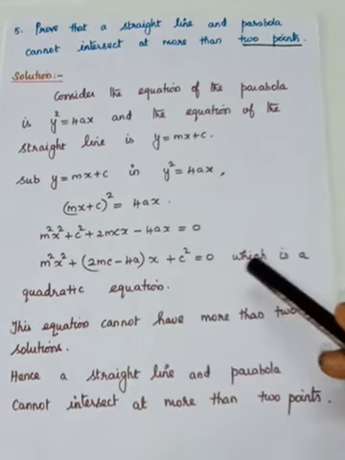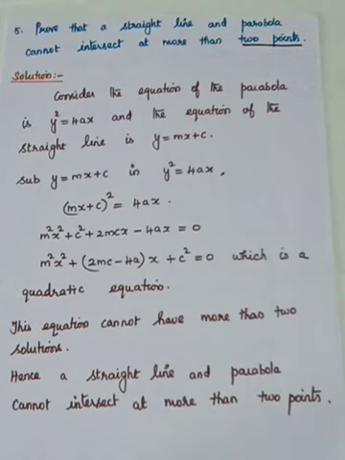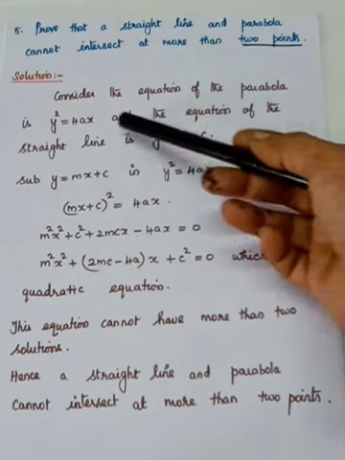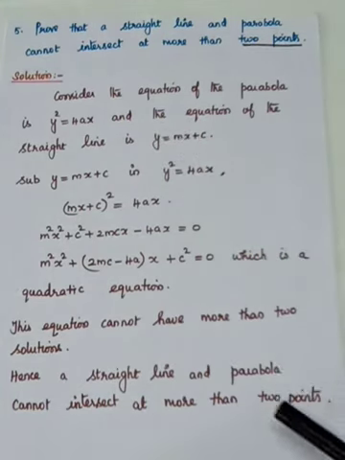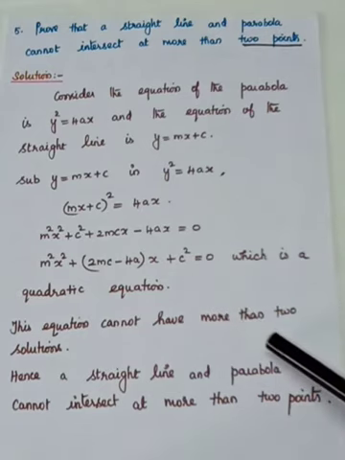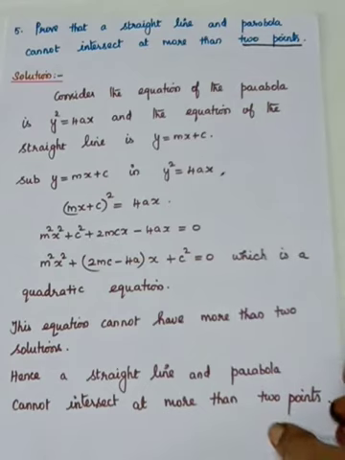How is it? It is a quadratic equation. So the quadratic equation has only 2 roots, it cannot have more than 2 solutions. Quadratic equation, if you solve, you will have only 2 solutions. It cannot have more than 2 solutions. So therefore, this equation is from solving these two equations. So this is the quadratic equation. So it cannot have more than 2 solutions. So therefore, the straight line and the parabola cannot intersect at more than 2 points.